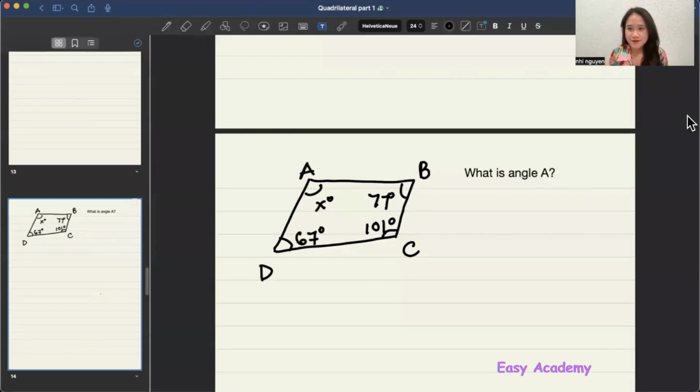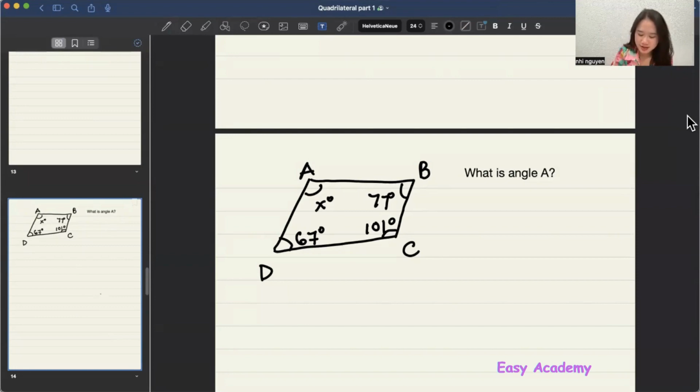Here is our first practice about the properties of a quadrilateral. We're given a quadrilateral named ABCD. One of the properties of a quadrilateral is that the sum of all interior angles is 360 degrees. So we're given all of the angles except angle A, and we're finding the measurement of angle A.